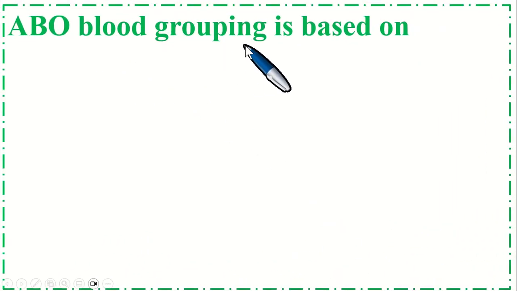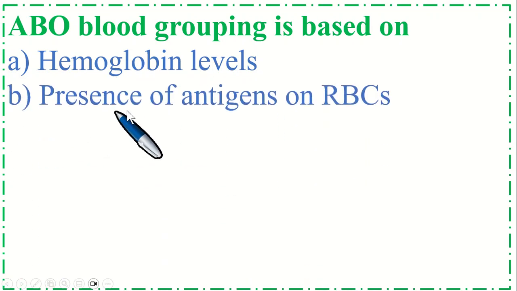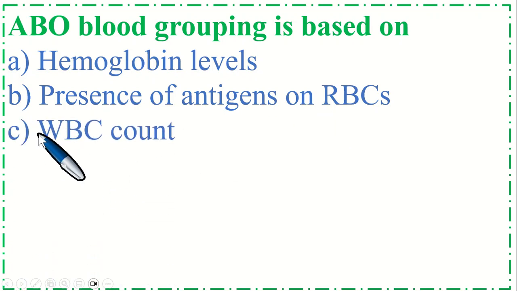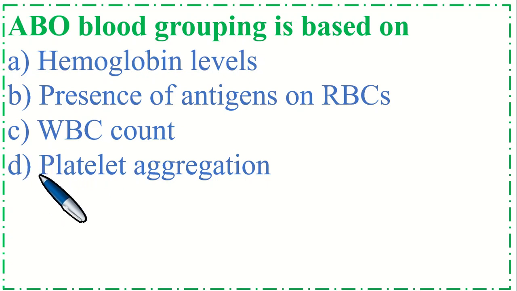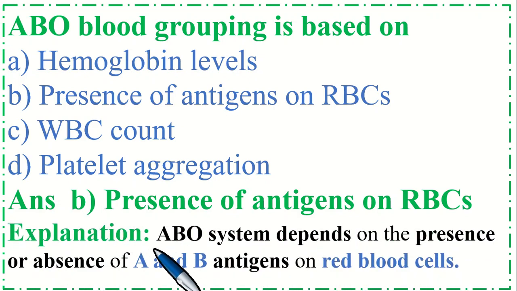The ABO blood grouping is based on: option A, hemoglobin level; B, presence of antigens on red blood cells; option C, white blood cells WBC count; and option D, platelet aggregation. So the correct option is B, presence of antigens on red blood cells. Explanation: the ABO blood system depends on the presence or absence of A and B antigens on red blood cells.